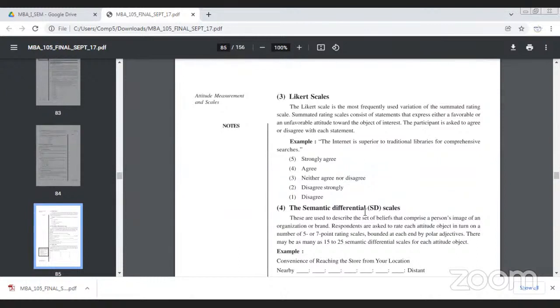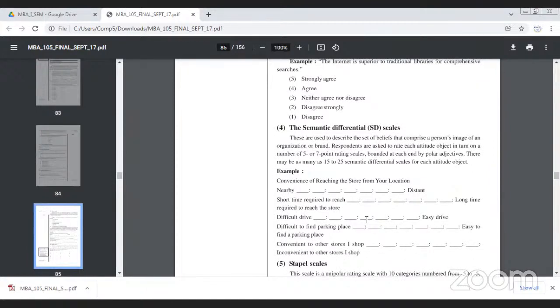The Likert scale is the most frequently used variation of the summated rating scale. Summated rating scales consist of statements that express either a favorable or unfavorable attitude towards the object of interest. The participant is asked to agree or disagree with each statement. For example, the internet is superior to traditional libraries for comprehensive research: strongly agree, agree, neither agree nor disagree, disagree, strongly disagree.